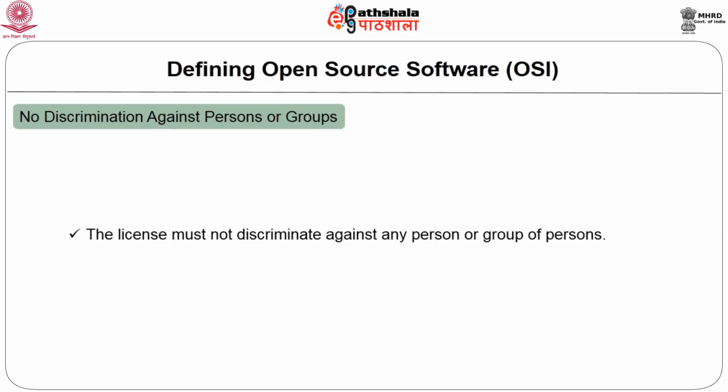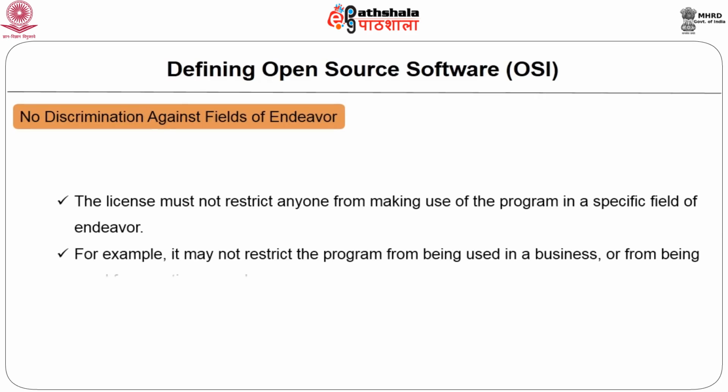The next point, that is the sixth point, is no discrimination against fields of endeavor. It says the license must not restrict anyone from making use of the program in a specific field of endeavor. So, as per this point, the software must not be restricted only for business purpose or only for scientific research purpose. If it is open source, it can be used by any person and any firm, any businesses.